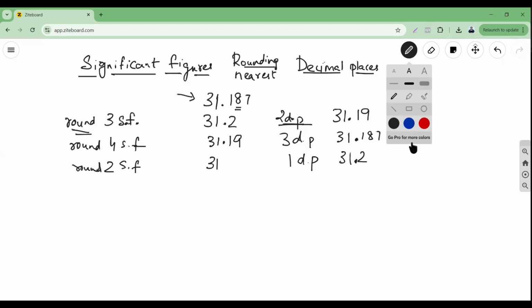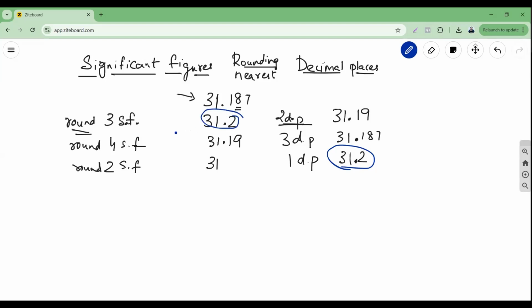If you notice here, this one and this one are the same. That means rounding to 3 significant digits and to 1 decimal place give the same result. This is not the case always, okay? You just understand that significant figures means number of digits. Decimal places means the number of digits after the decimal point. This is the way you have to understand this. I hope you got this concept clear.